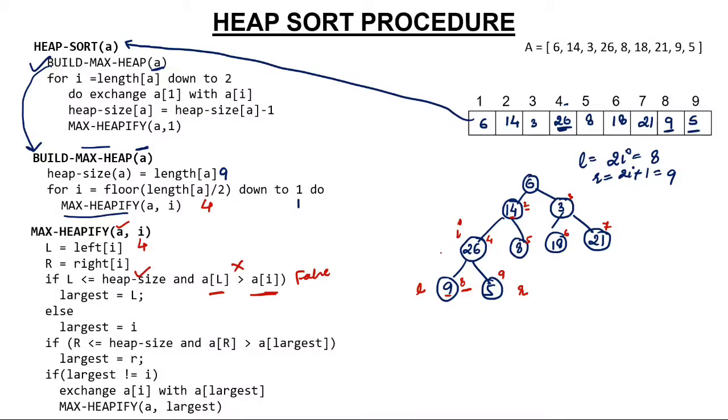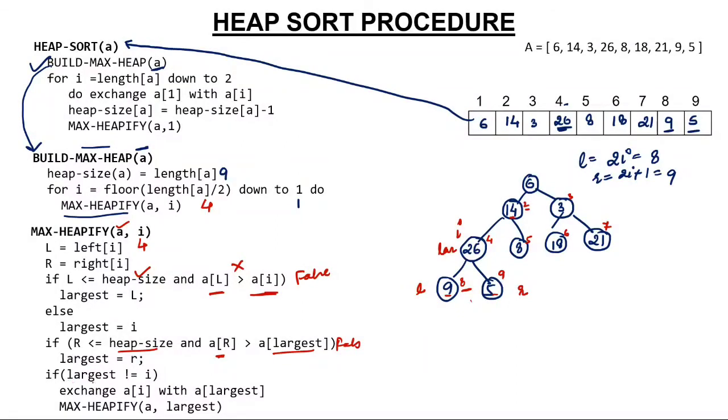What is I? 4th. So which is largest? Among 26 and 9, which one is largest? 26 is largest. Now I'll come to this part. What is R? R is representing 9. Is 9 less than heap size? Yes. What is the value of A[R]? 5. Is 5 greater than A[largest]? What is A[largest]? 26. No, 5 is not. This is again false. So if this is false, I'll not change largest.